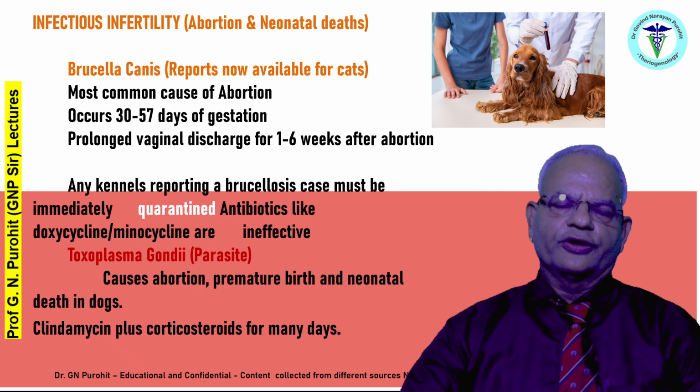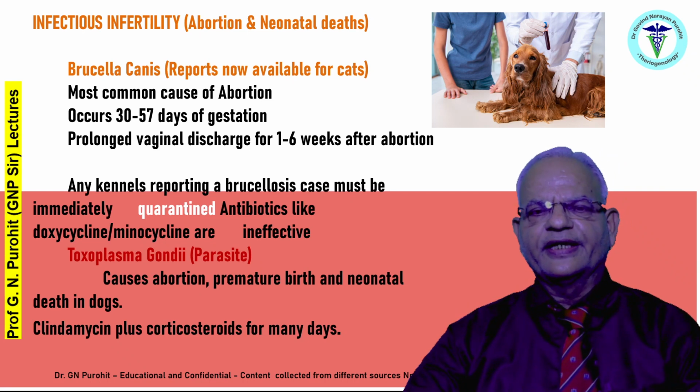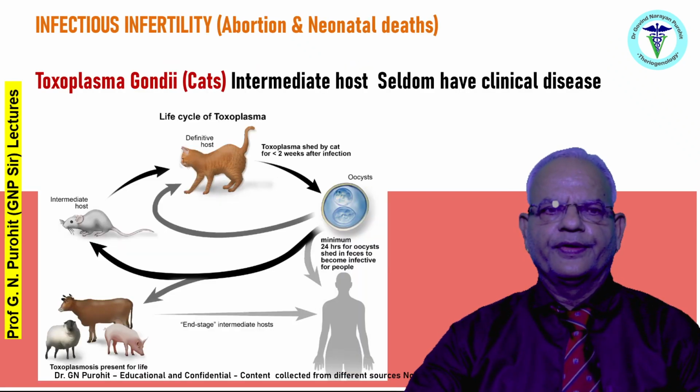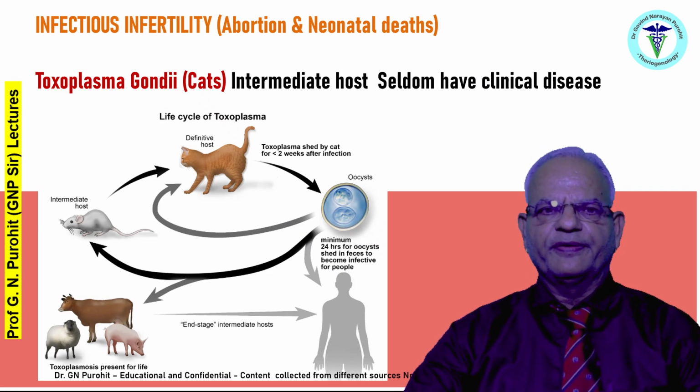Then abortions in dogs can occur because of toxoplasma, clindamycin plus corticosteroids are the drug of choice for many days. Toxoplasma intermediate host are cats. They seldom have the clinical disease, but dogs may be affected.